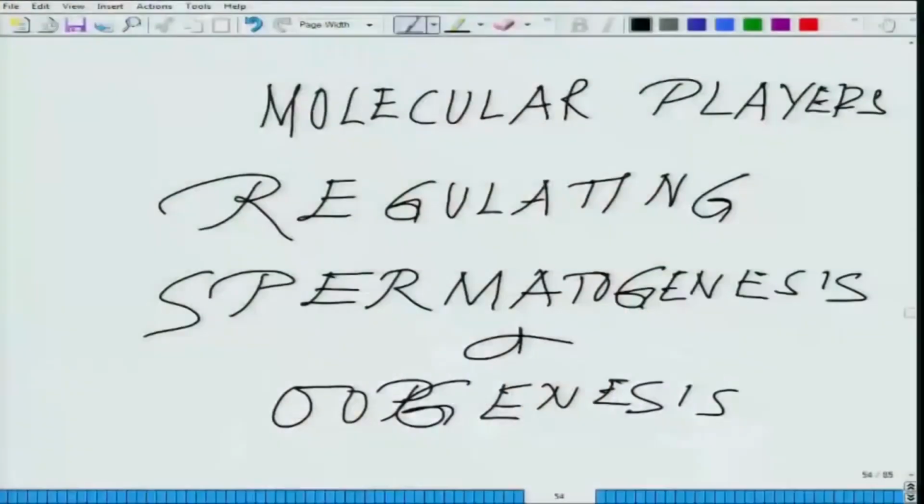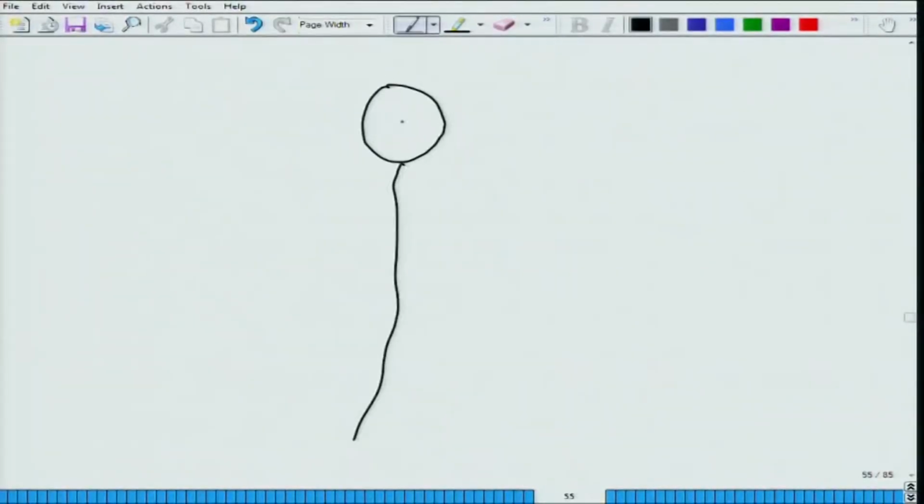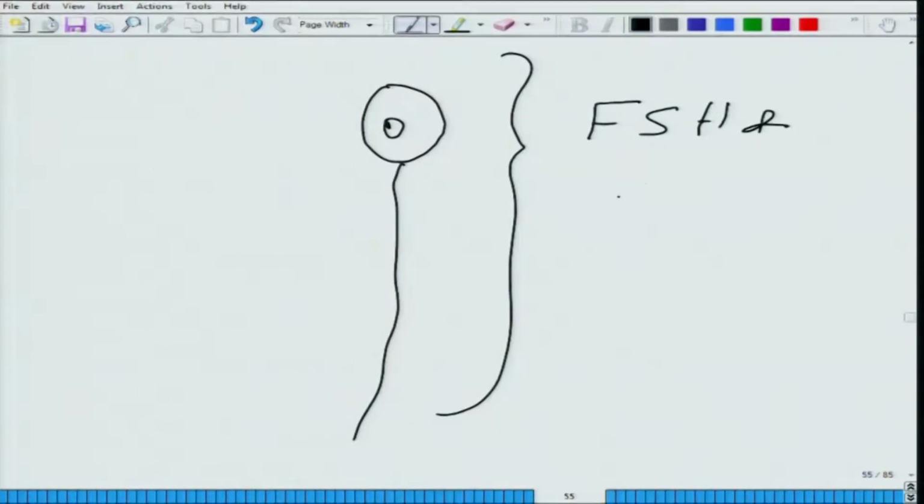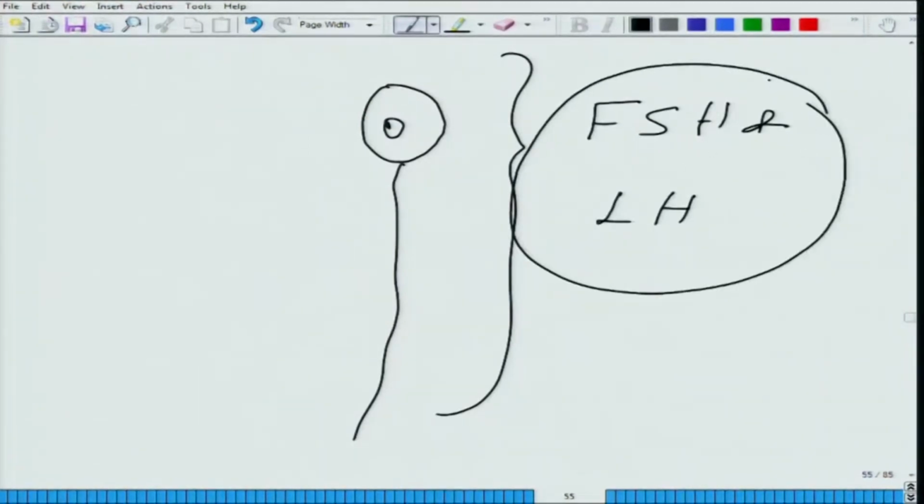So, talking about this, we will talk very briefly about the male situation, what happens in the male. In the case of the production of the sperm, as I told you, in the males FSH and LH are continuously being produced. The concentration of FSH and LH remains fairly constant.